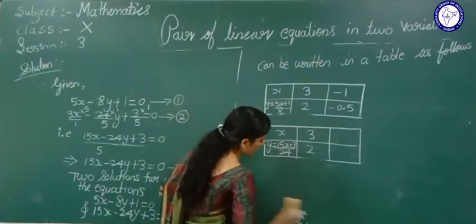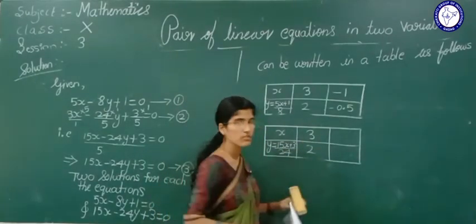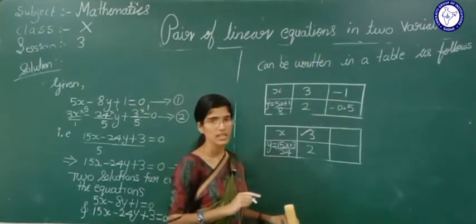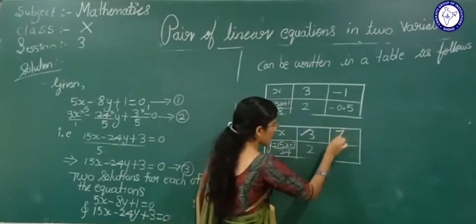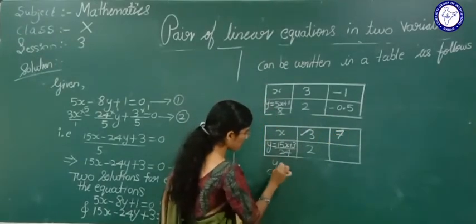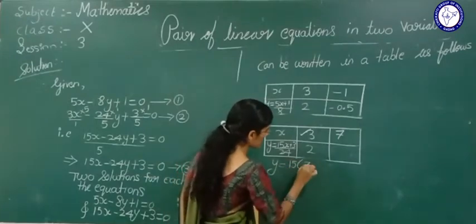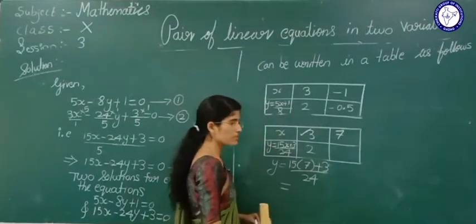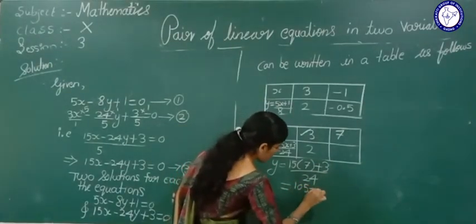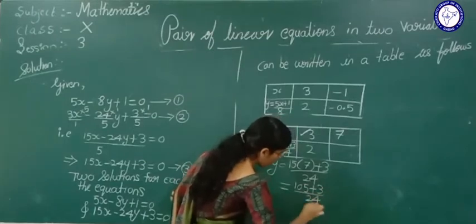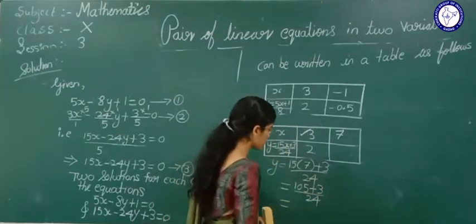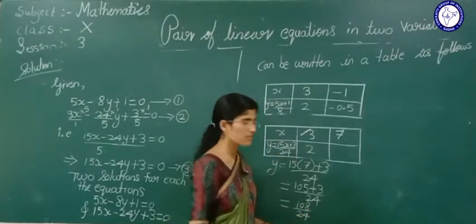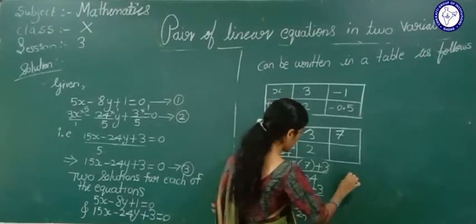Now again you can put whichever values you want. Okay, there is no restriction. I have taken 3, you can also take 3 or any other. If I take x value as 7, what is the y value? 15 of 7 plus 3 by 24. 15 7s are 105. 105 plus 3 is 108. 108 by 24. What is 108 by 24?